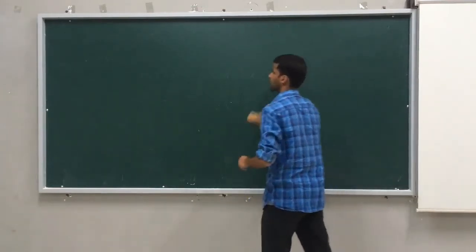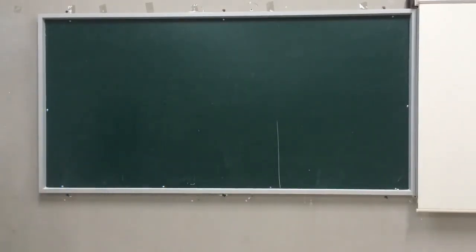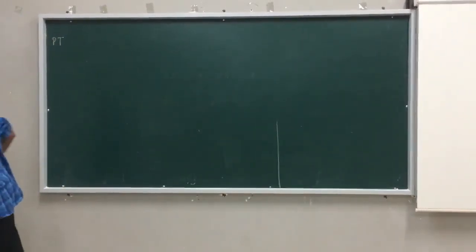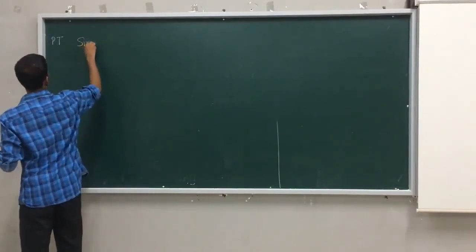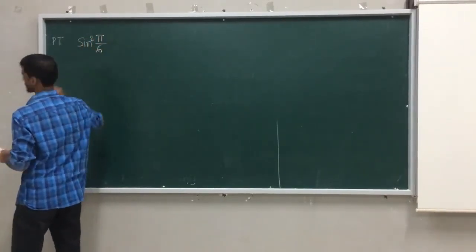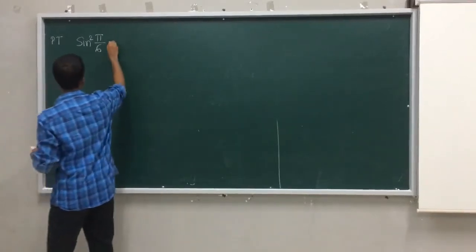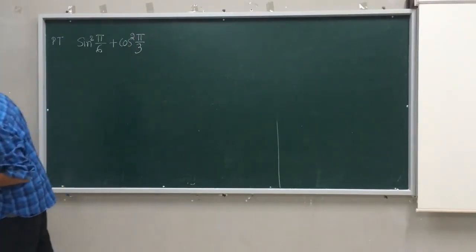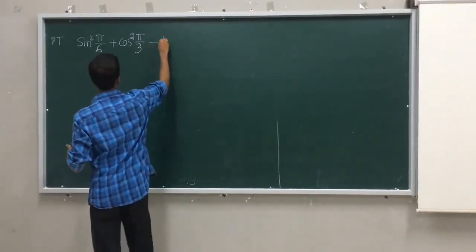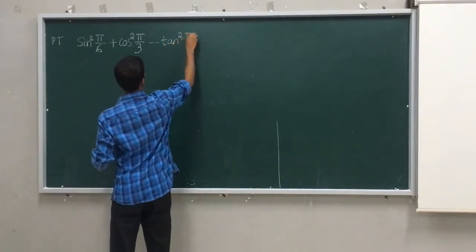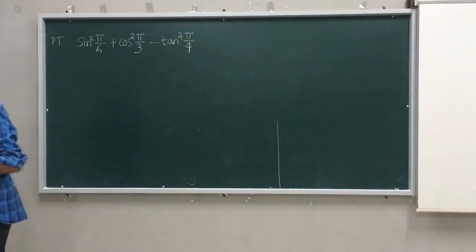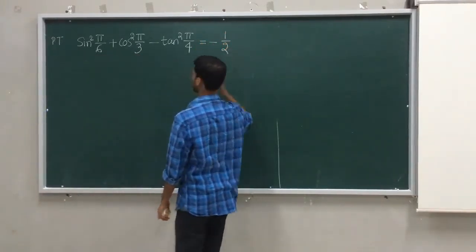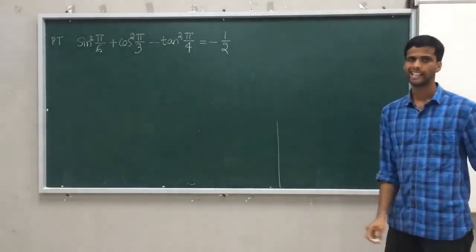It all depends on how strong you are in reasoning. Prove that sin square pi by 6 plus cos square pi by 3 minus tan square pi by 4 is equal to minus 1 by 2. We have to prove this particular result.